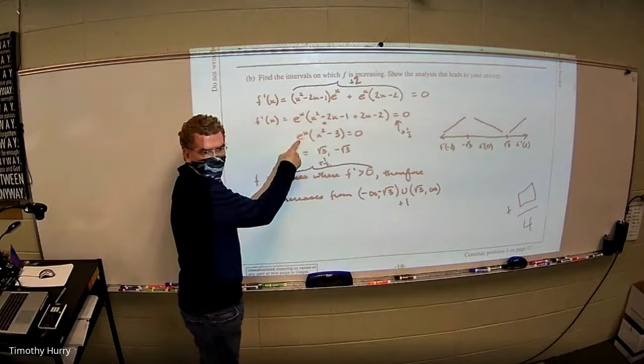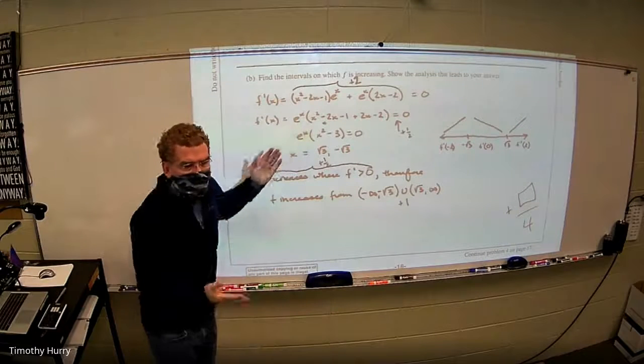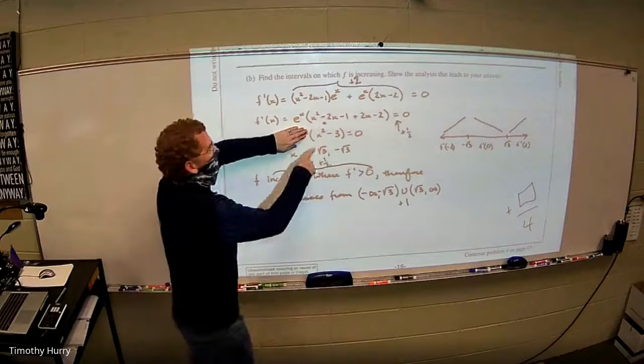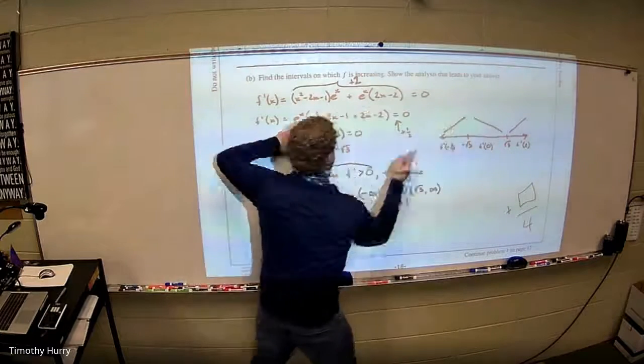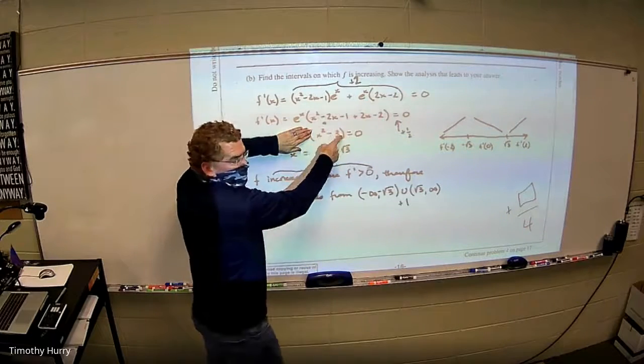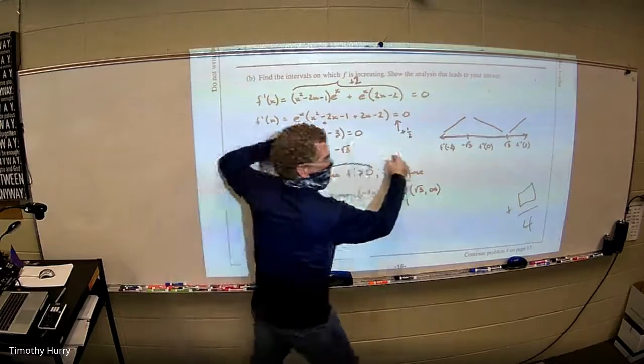Do I even need to think about this? Again, no matter what I plug in there, what's this going to be? A number. A positive number, right? So I don't even have to worry about it. I know that part's positive, right? If I plug a -2 in there, though, I get 4 minus 3, which is positive. If I plug a 0 in there, I get 0 minus 3, which is negative, decreasing. And if I plug a 2 in there, I get 4 minus 3, which is positive, increasing.